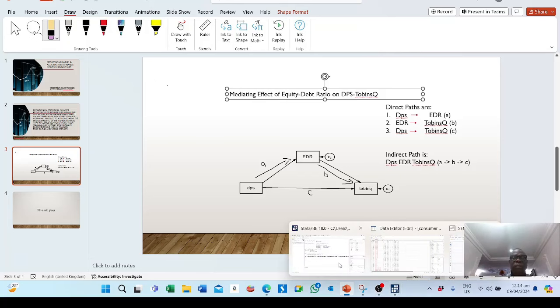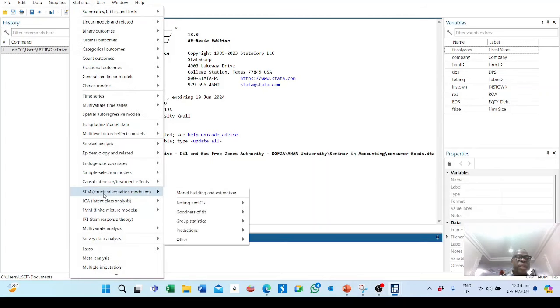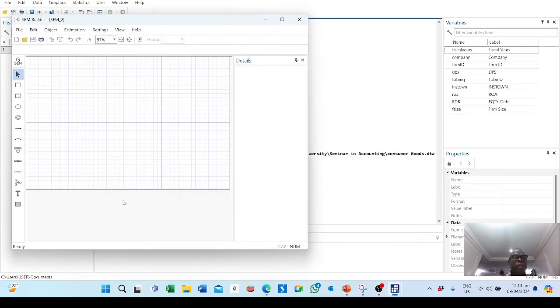So we'll go into Stata, go to the statistics and select structural equation model. From there, we'll select model building and estimation. Recall that our data is already in the system. So building the equation model, now I'll select the observed variable because the variables I'm working with are observed. They are not latent variables. And for this example, we are only using three variables.